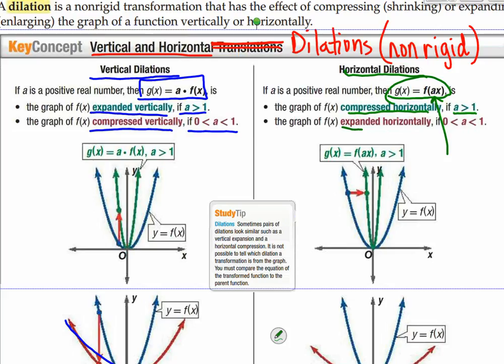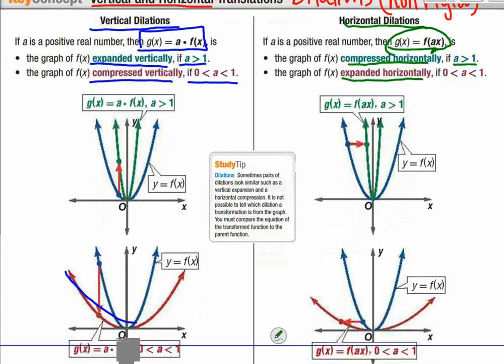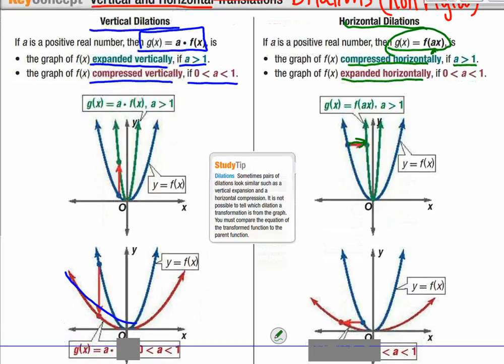And if we multiply by a number between 0 and 1 inside of that parentheses, or inside of where x is, then it's called expanded horizontally. So those are opposites. Compressed horizontally is pushing it in that way, and expanded horizontally is pushing it out that way. So it depended on if you were pushing it down or if you're pushing it out.